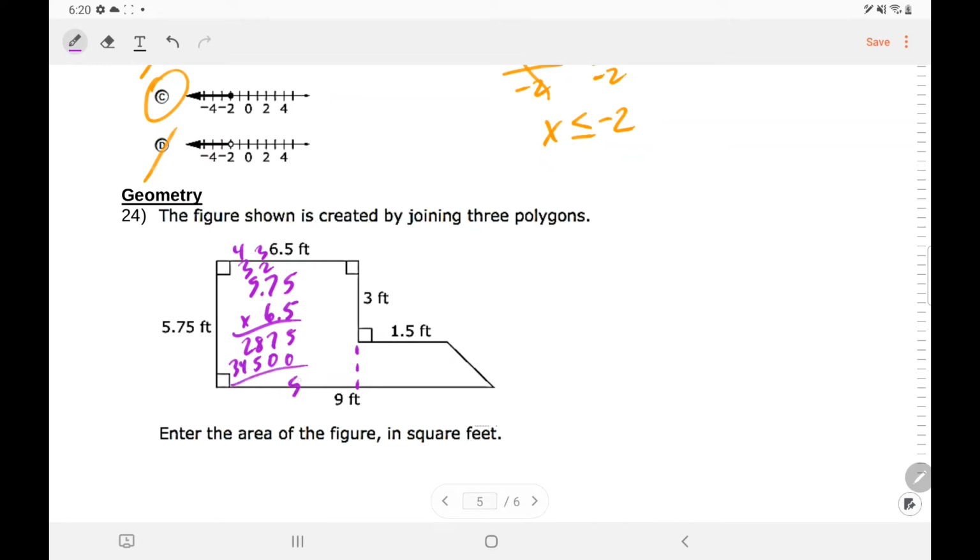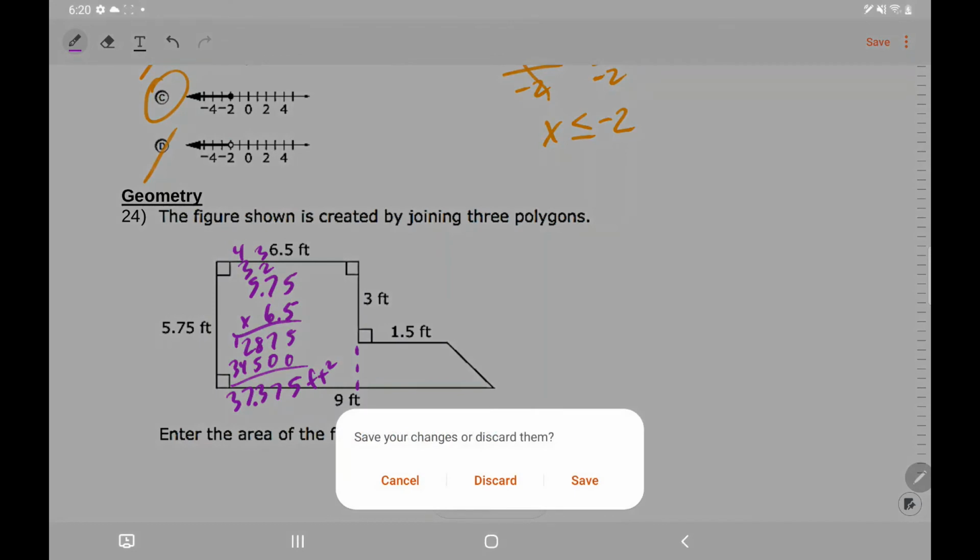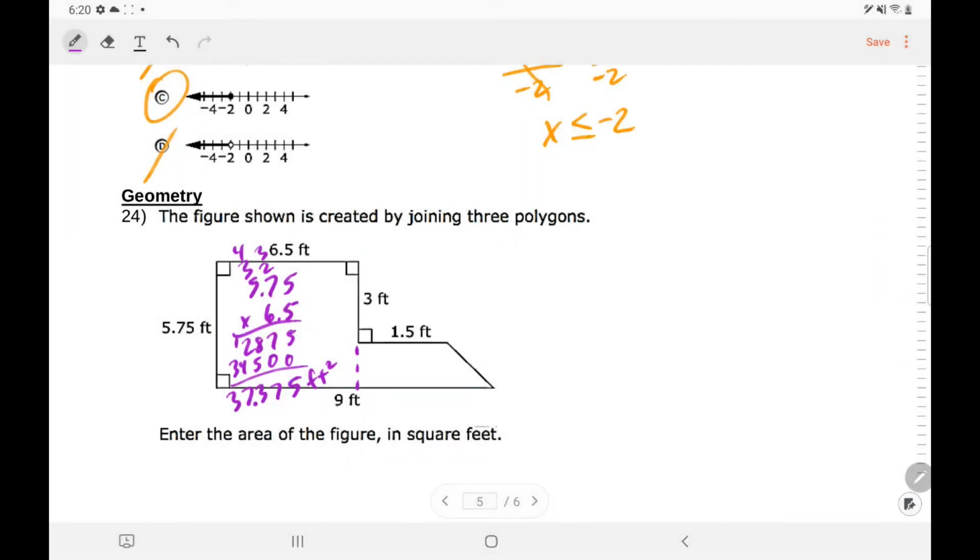Add that up, we get 5, 7, 13, 4, 6, 7, 3, with the decimal over 1, 2, 3 times. So 37.375 feet squared. And that sounds about right because you take 5 times 6, you get about 30 something. So 37.375 is the correct calculation.